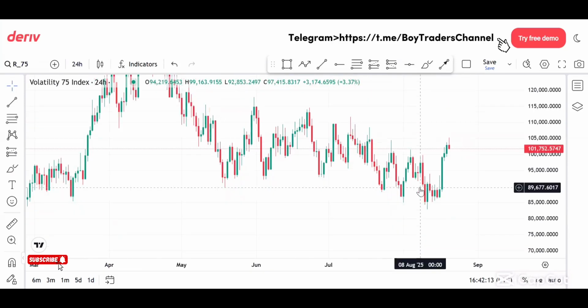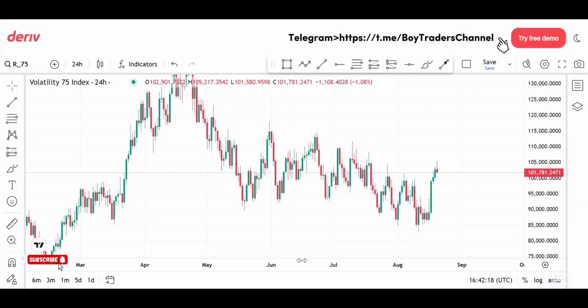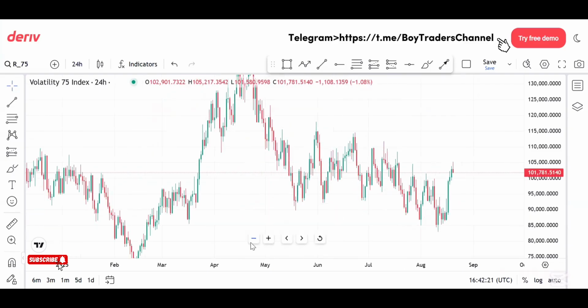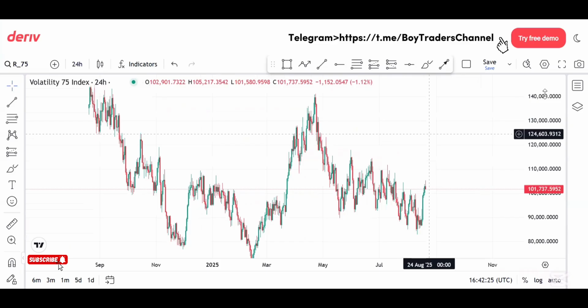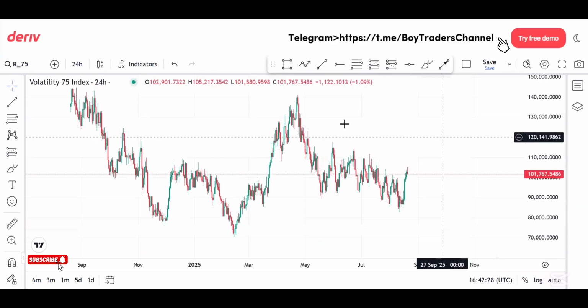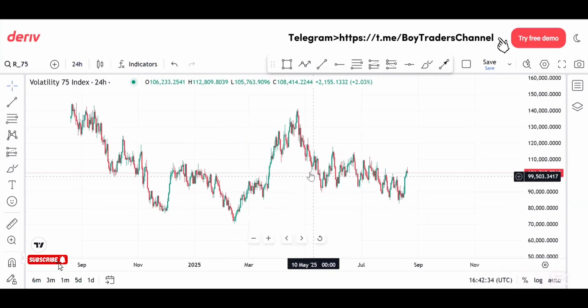As usual, we have to start from the daily time frame analyzing this index. So on the daily time frame charts, the first thing we have to do is to zoom out of the charts so we can get a bigger picture of the market, the bigger picture of this index. So what's the market doing right now? What has the market done?